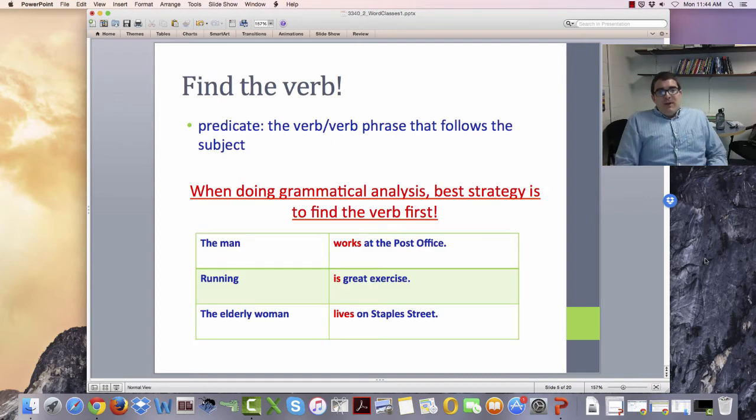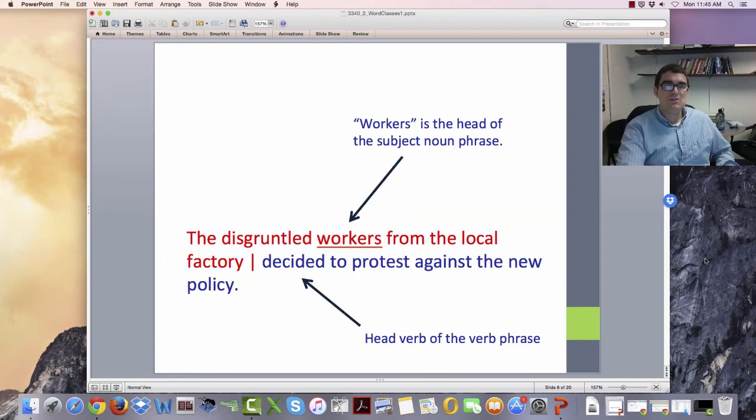A first step when doing grammatical analysis, and really something that you should be doing throughout this course, is finding the verb. Start with that. In these examples in the chart, we have the man works at the post office. Works is the main verb. That means the subject is to the left with the man. Running is, the elderly woman lives. Again, find the main verb and mark this line between the subject and the predicate.